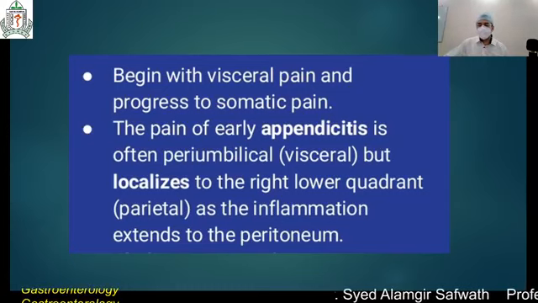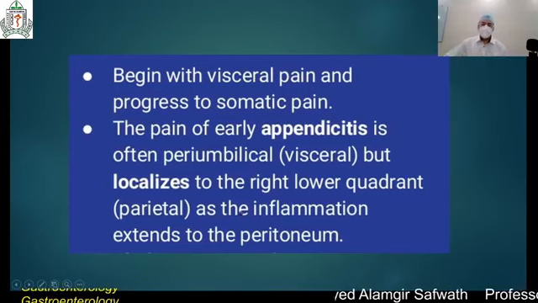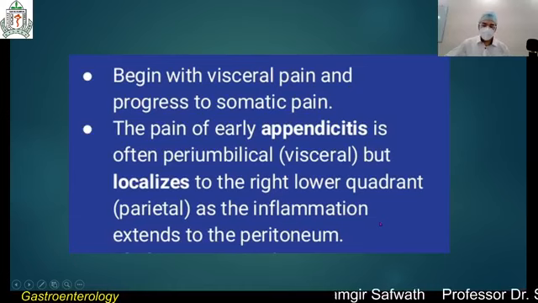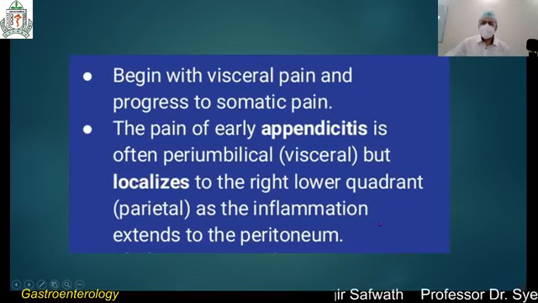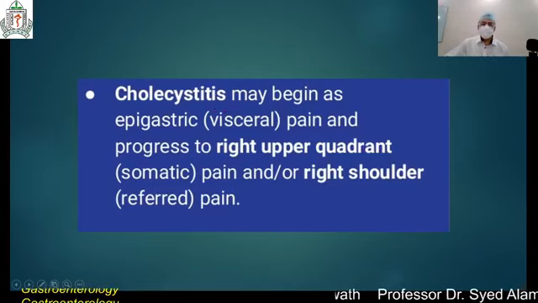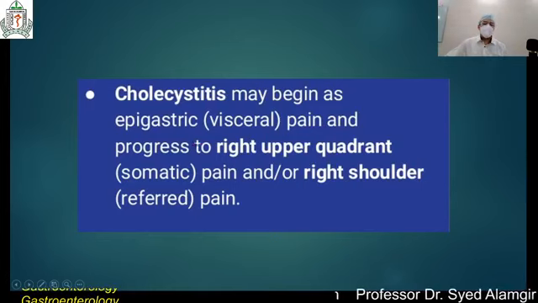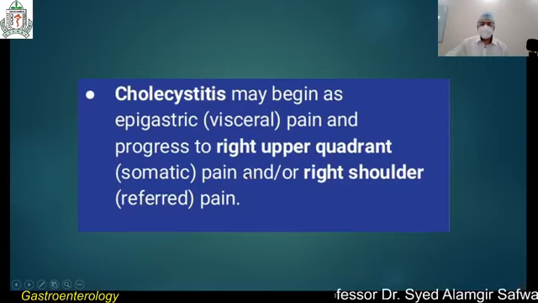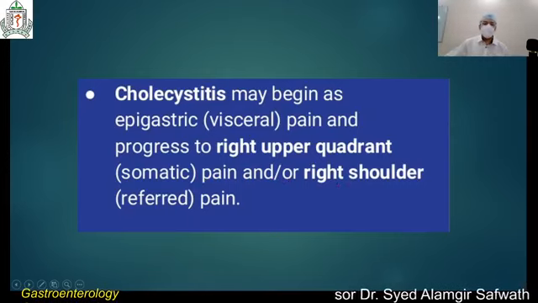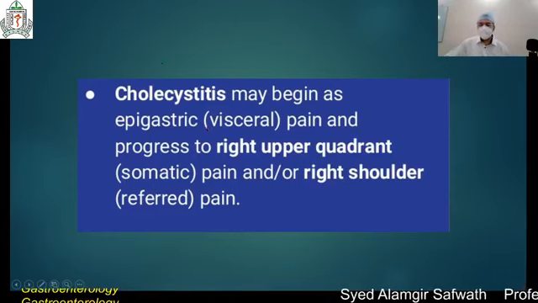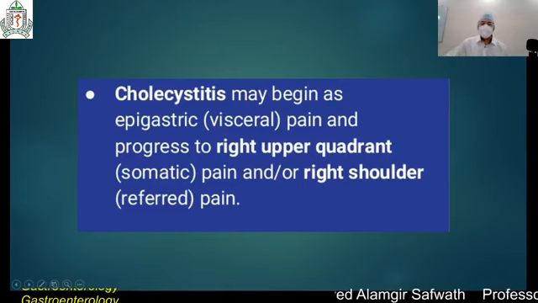The pain is localized at the right lower abdomen and it is somatic pain due to the involvement of the parietal peritoneum. We can take another example from cholecystitis, where you will see that cholecystitis may begin as epigastric, which is visceral pain, and progress to right upper quadrant, which is somatic pain. And then it is referred to the shoulder. It is referred pain. So cholecystitis gives rise at first to visceral pain, then somatic pain, and then referred pain.